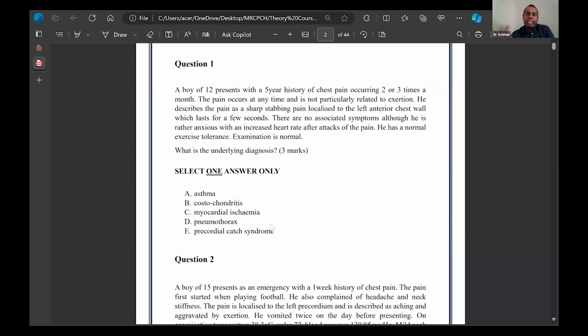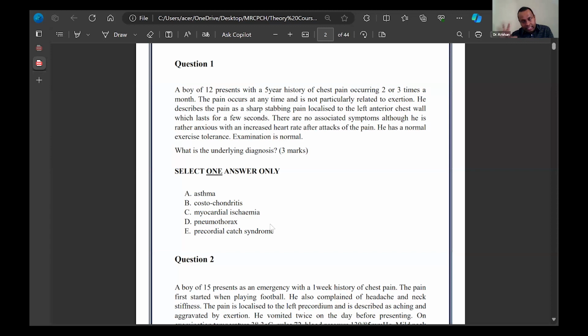This is precordial catch syndrome. So this is a fairly benign condition. So they will present just like what is explained here, right? They will present with episodic pain and it will be very sharp and could be located to one side. Usually, we might give some pain relief, but otherwise, reassurance would be fine. We don't have to do any specific treatment for this, right?